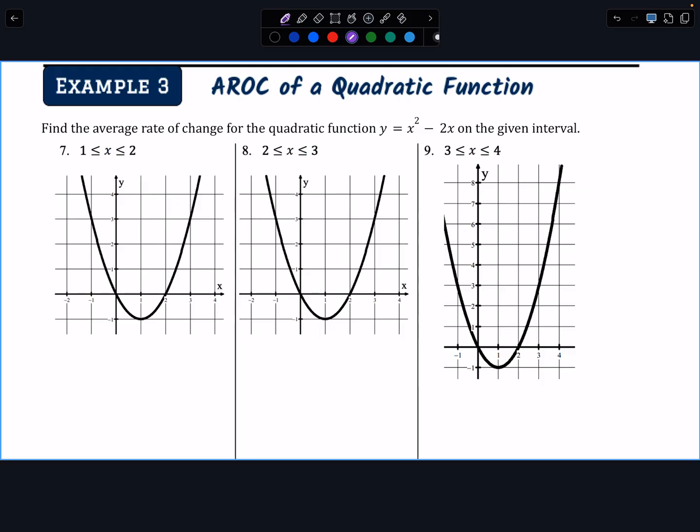Find the average rate of change for the quadratic function x squared minus 2x on the given interval. Okay, if we didn't have a graph, guys, we'd have to plug numbers into this function. But because we have a graph, this is actually pretty easy. So what I want you guys to do is when x is 1, draw a point. And when x is 2, draw a point. So when x is 1, I can draw a point right there. And when x is 2, I can draw a point right there. So if I'm calculating the slope of the secant line, I can draw a line through those 2 points.